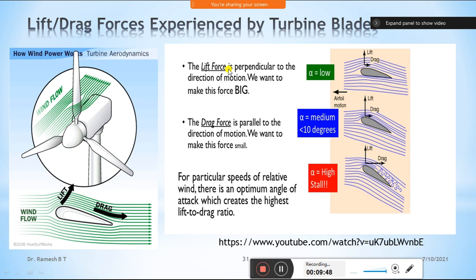In the figure you can observe the lift force is responsible for movement of the blade, and it should be big. We need a big lift force because it causes the movement. And the drag force, we want to make small because it is moving along the flow. It won't cause any movement in the blade. Only the lift force causes the change of direction, change of momentum, and the movement of the blade, so it should be big.